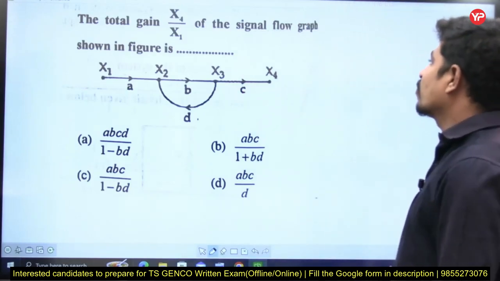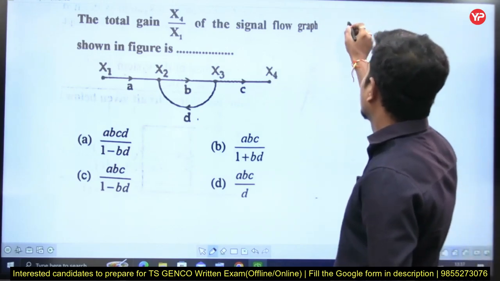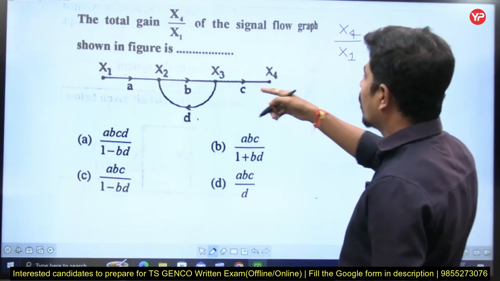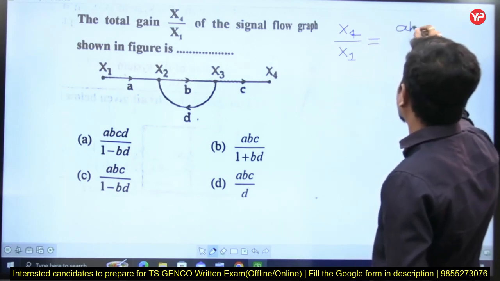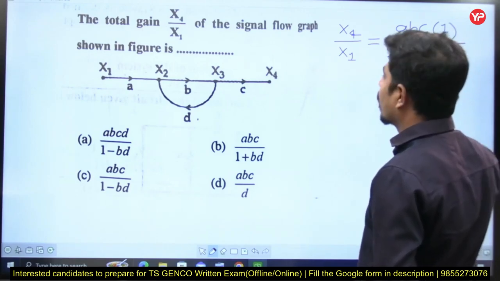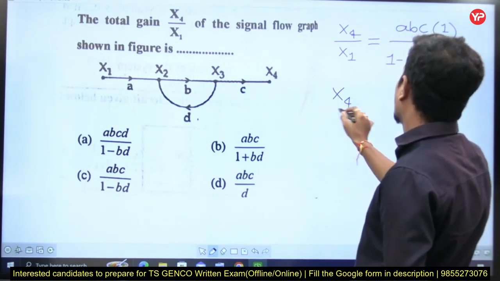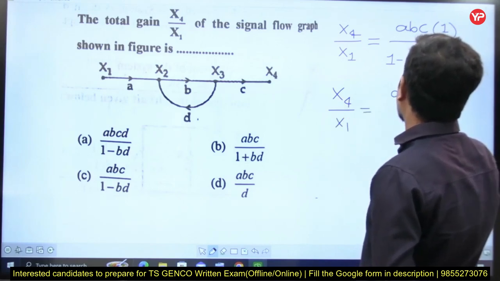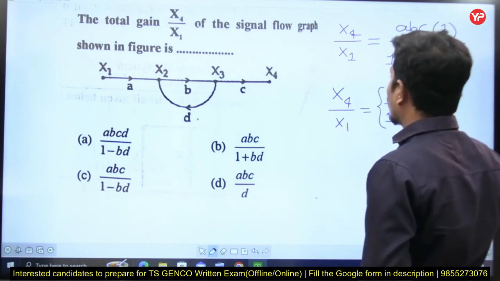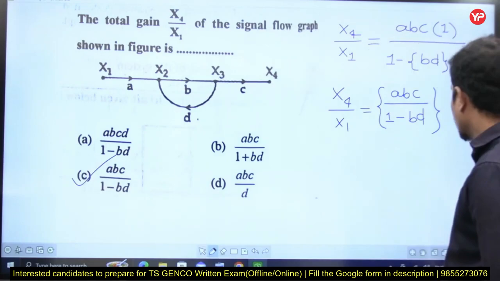The total gain X4 by X1 of the signal flow graph shown in the figure is, he is asking X4 by X1. You can apply Mason's gain formula. How many forward paths are there? Only one forward path. What is the forward path gain? ABC. Delta 1 is 1. How many loops are there? Only one loop. The loop gain is BD. So X4 by X1 is equal to ABC by 1 minus BD. Choice is C. Let's go to the next question.